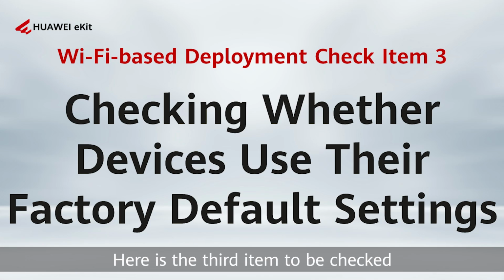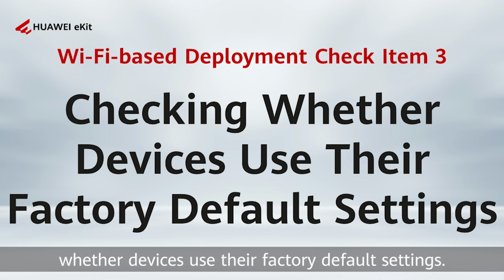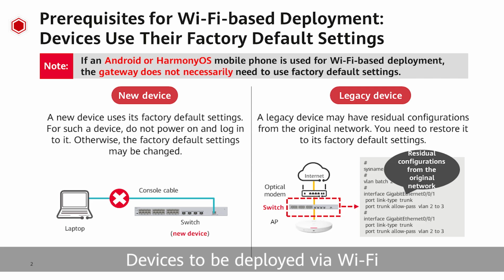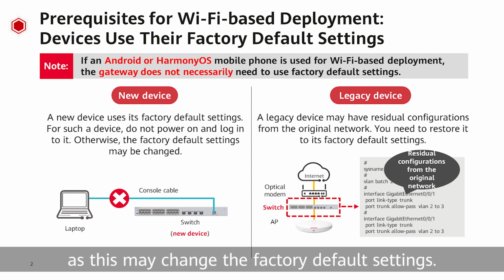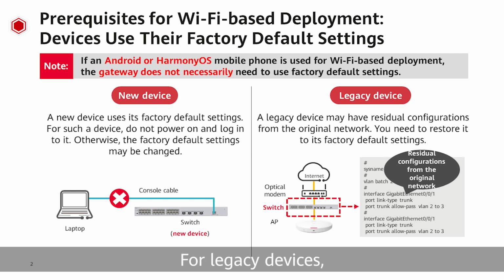Here is the third item to be checked before Wi-Fi-based deployment: whether devices use their factory default settings. Devices to be deployed via Wi-Fi must use their factory default settings. For new devices, do not perform operations, as this may change the factory default settings. For legacy devices, restore them to factory default settings to clear their residual configurations.